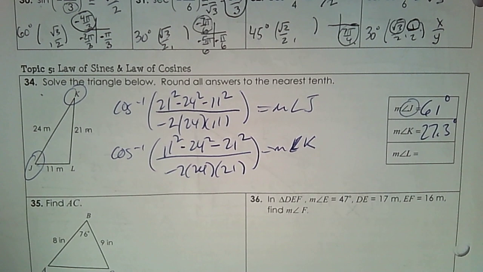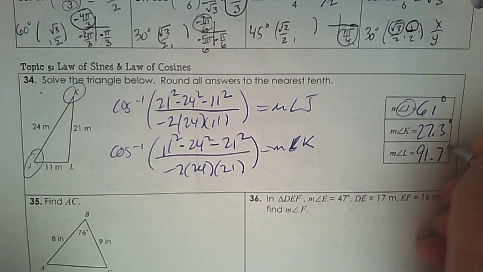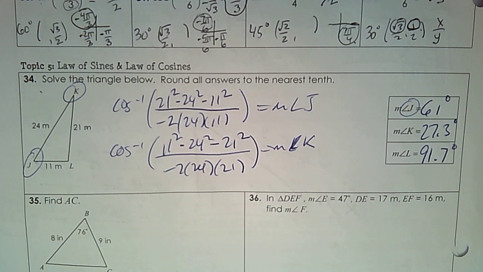Now, once I have that, I can then just go 180 subtract. So I'm going to go 180 subtract 61 subtract 27.3. So this last angle is 91.7.